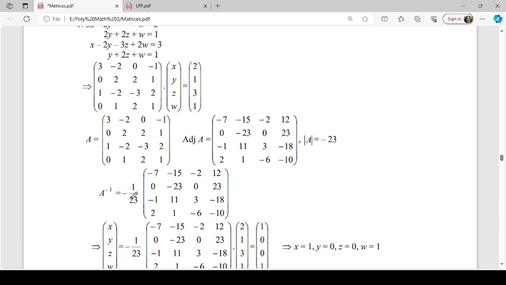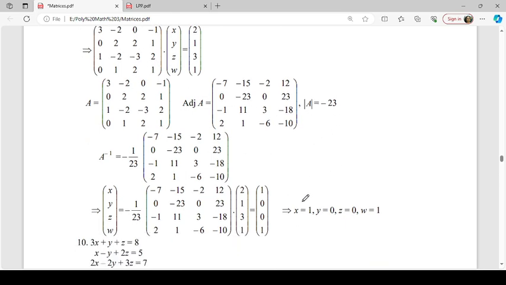Then A inverse is minus 23 times the adjoint we have found like this. And then this product is this one. So we get these values. So x, y, z, w, we get it as 1 0 0 1. So these are the solutions. So x equal to 1, y equal to 0, z equal to 0, w equal to 1.